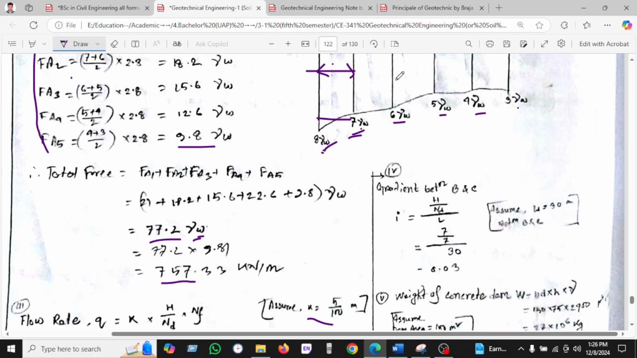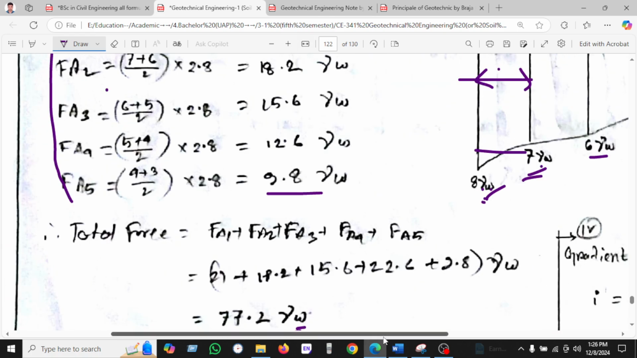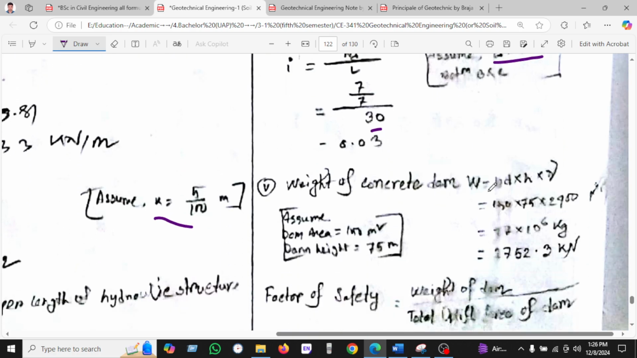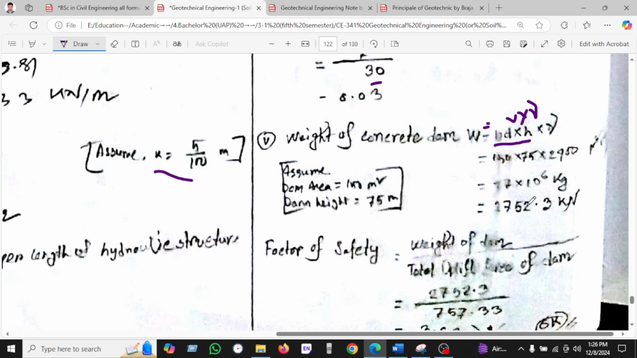So gradient between B and C, I equal to H divided by ND into L. L we assume 30 meter and found 0.03. And weight of concrete we know W equal to B into unit weight, and B is nothing but the cross section into height, and found 1752.3.